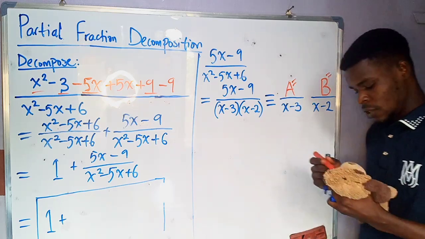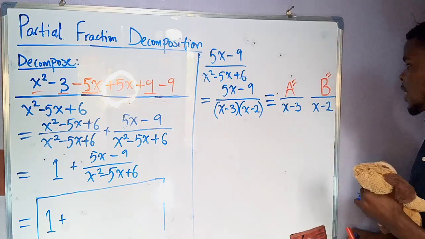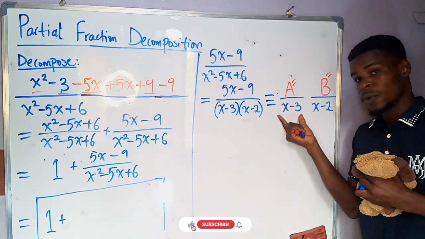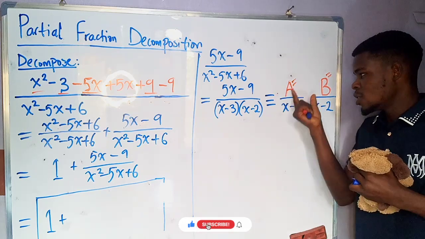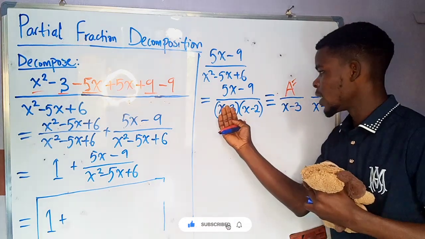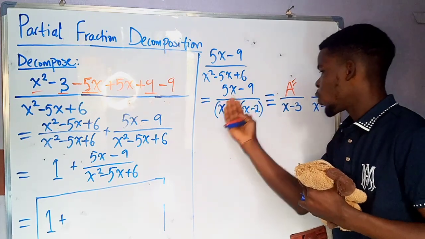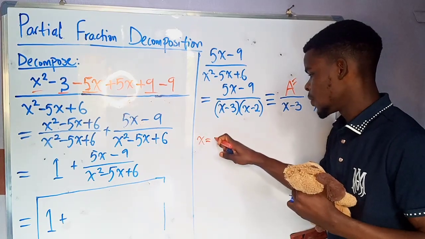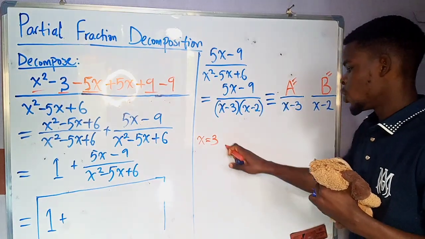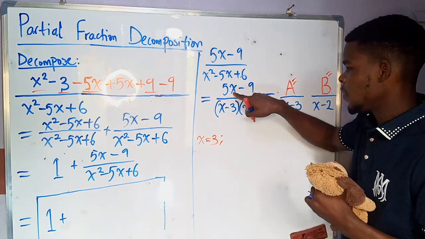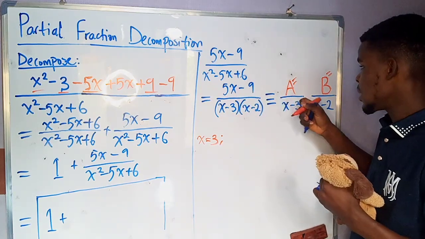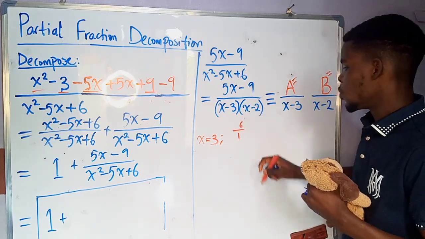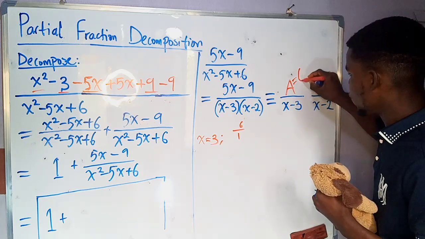So to figure out what the first constant will be, that is A, we ask ourselves, what value of x will make the denominator of A equal to 0? You notice that if x is equal to 3, the denominator of A will be 0. So you come over here, cover up that particular factor, x minus 3, then substitute x equals 3 wherever you find x in the other terms. So when x is equal to 3, we're going to have 5 times 3, which is 15, minus 9, which is just 6. Then we have 6 divided by 3 minus 2, which is 1. So 6 over 1 is 6. That is the value of A.